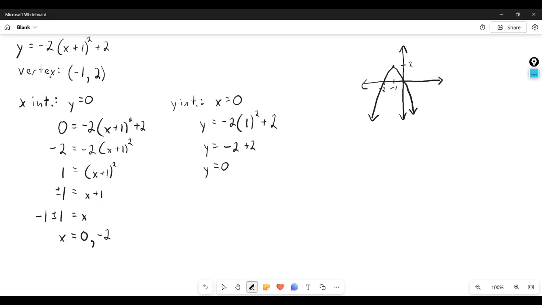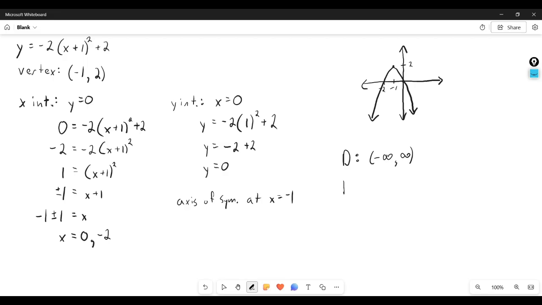Okay, so other things to talk about. That line of symmetry is right through that x vertex coordinate. So axis of symmetry at x equals minus 1. Domain, all the possible x values. X can be anything. There's nothing restricting what x can be. So we've got minus infinity to plus infinity.